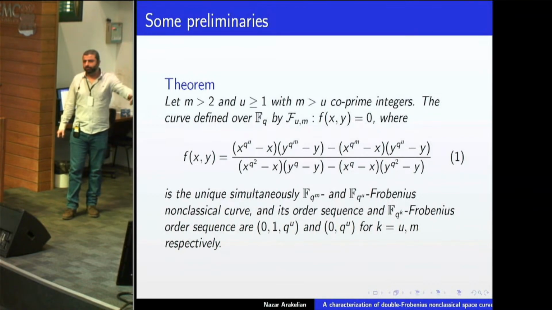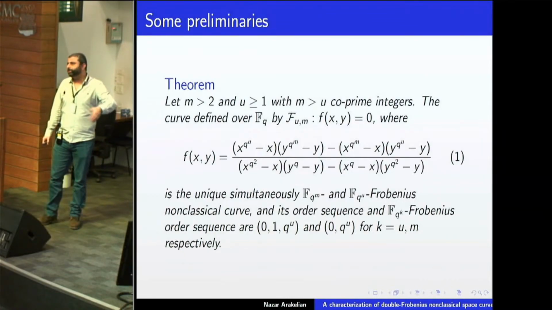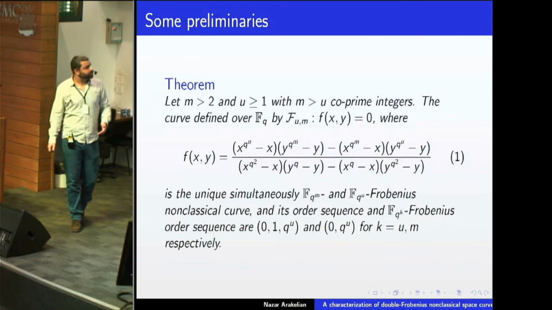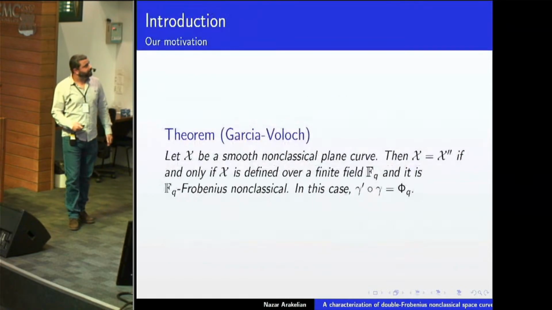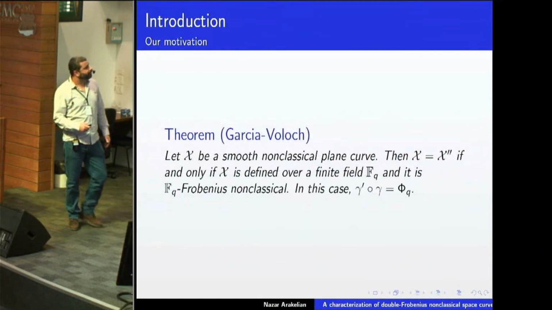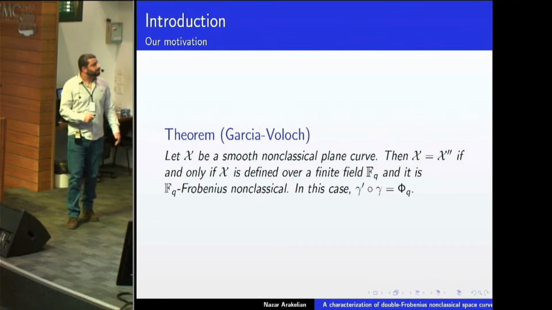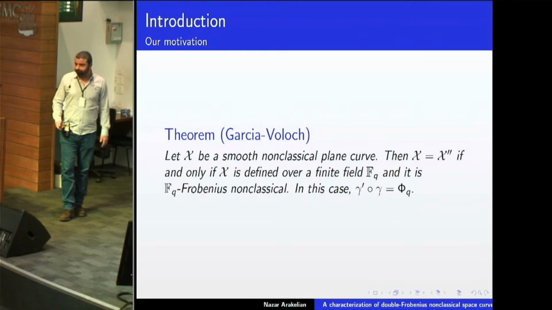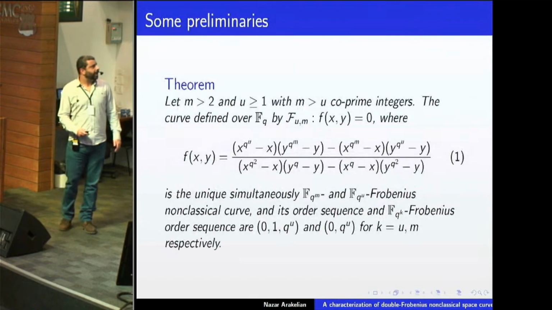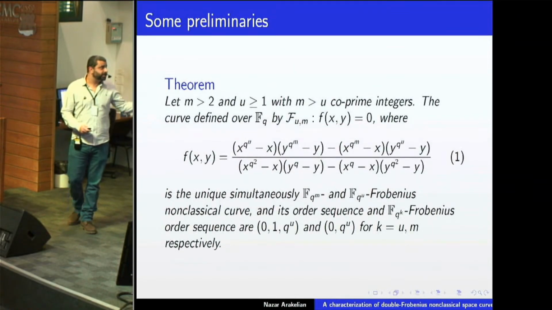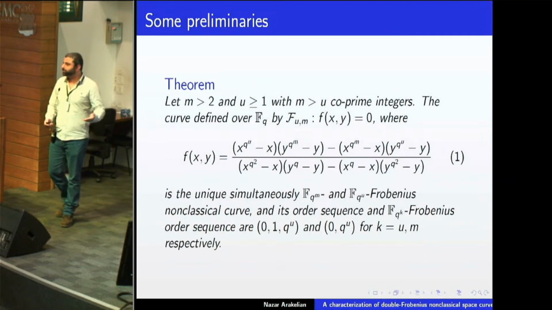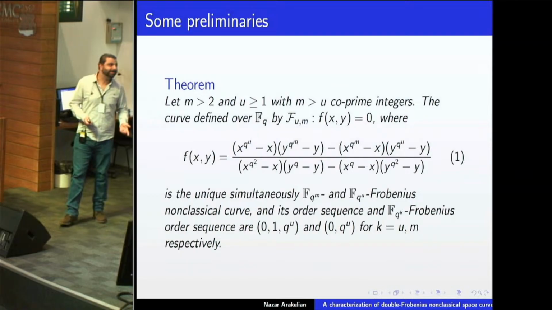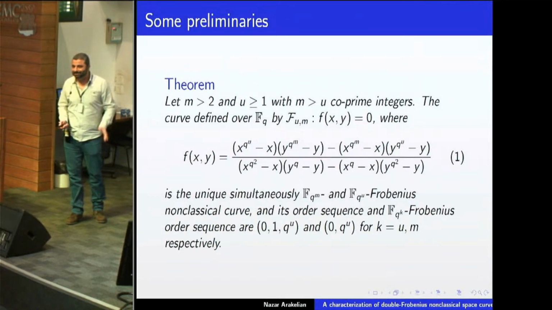But when we increase the dimension, we don't have a unique double Frobenius non-classical curve, even for space curves. This result by Garcia and Voloch gives a characterization of Frobenius non-classical curves, in a way. Our intention here is to do the same for double Frobenius non-classical space curves. Not the same, but I would say, do what we can do, what I can do.